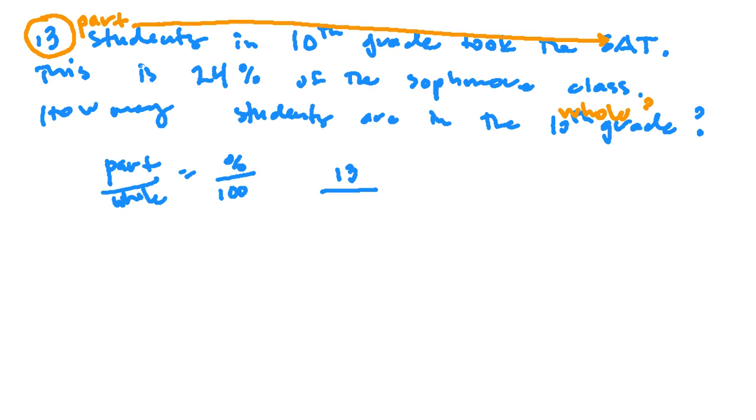And then we put our percentage, which is 24. And again, I made this up, so it's probably going to be a decimal. And then we will cross multiply. 13 times 100 and 24 times X. So we have 1300 equals 24X. Divide by 24. Divide by 24. Let's see.